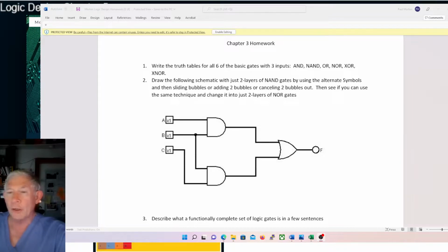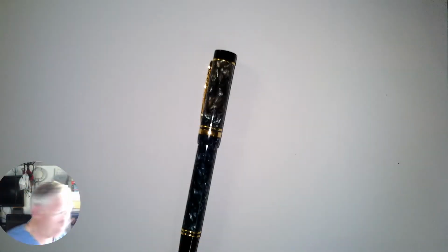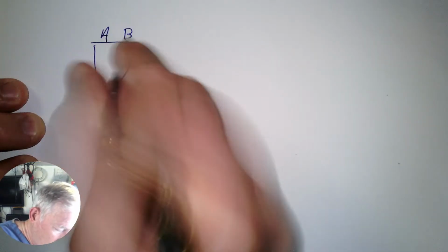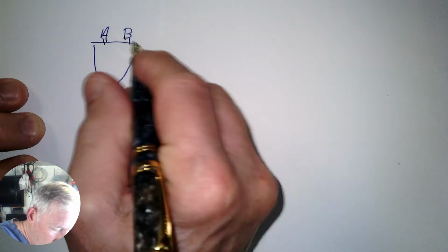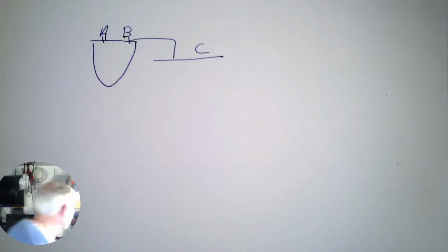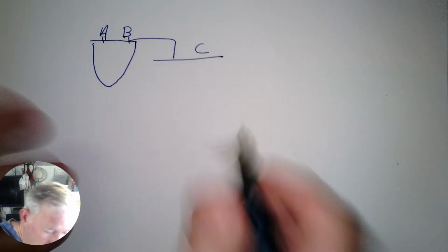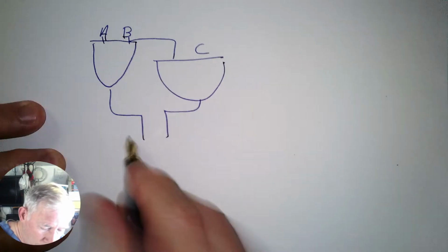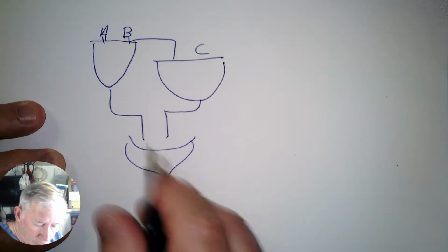The first part, let me just show that really quickly. It's very straightforward. What we have is 2 AND gates, and I think this is A and B. And then B and C go into the second AND gate here. Those both feed into an OR gate, and that's the output.